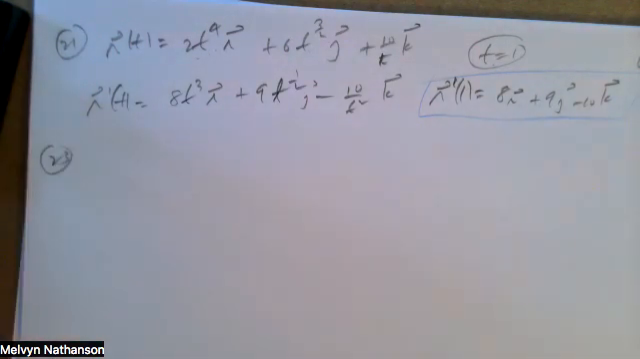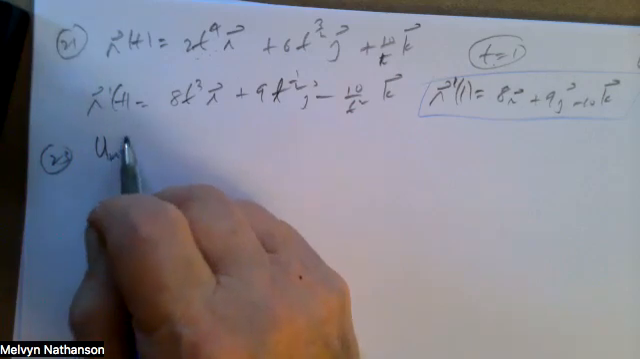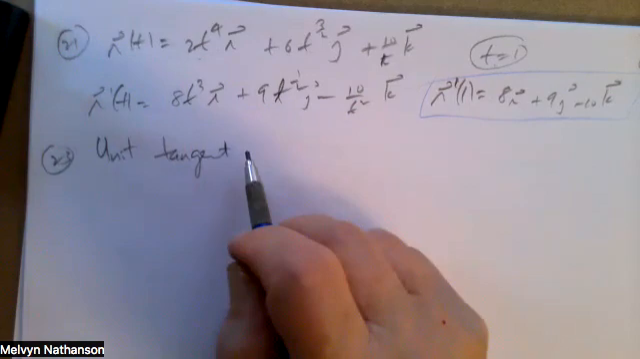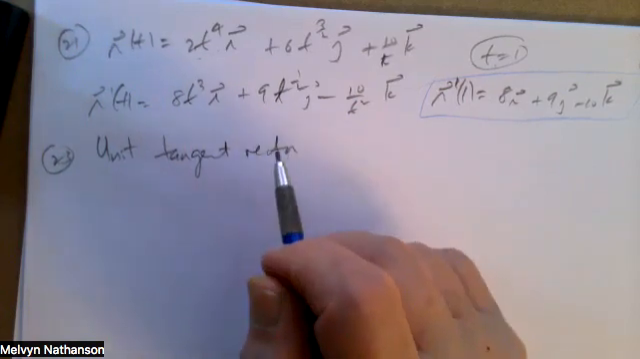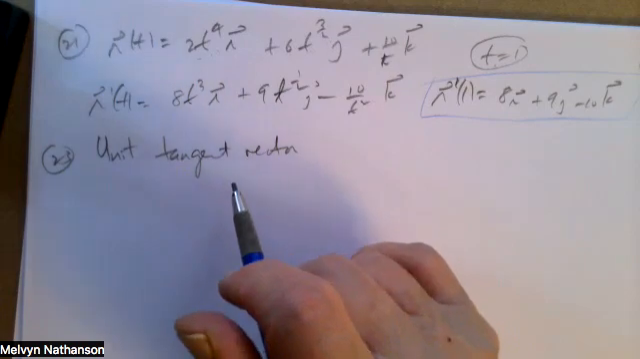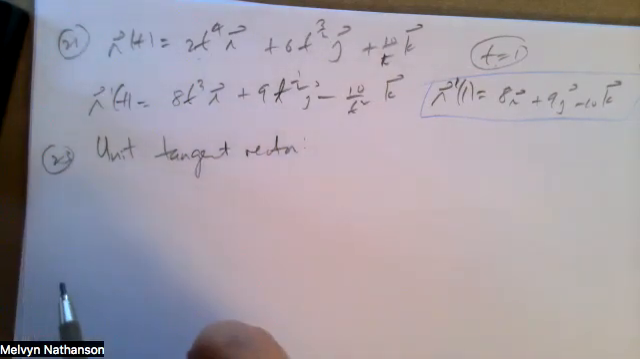Problem number 3 is to find the unit tangent vector. So you take the tangent vector at a point on the curve, divide by its length to get a vector of length 1 pointing in the same direction as the tangent vector.